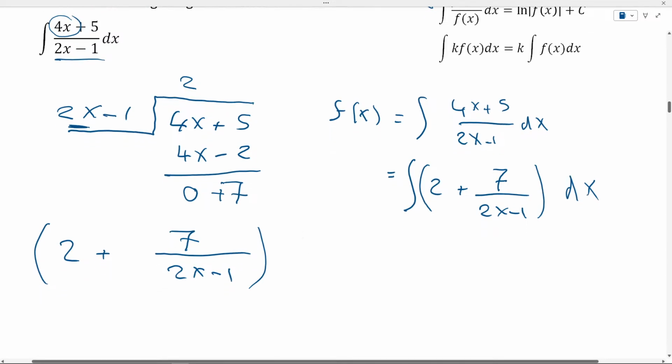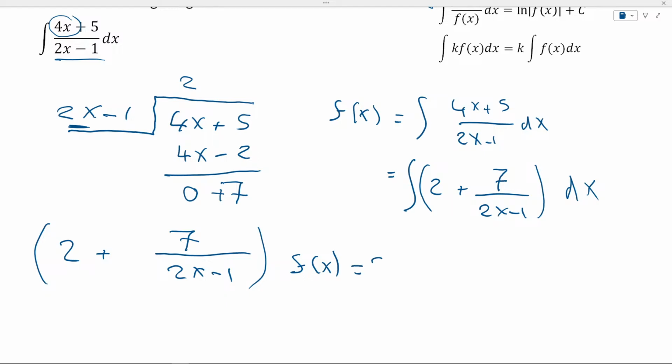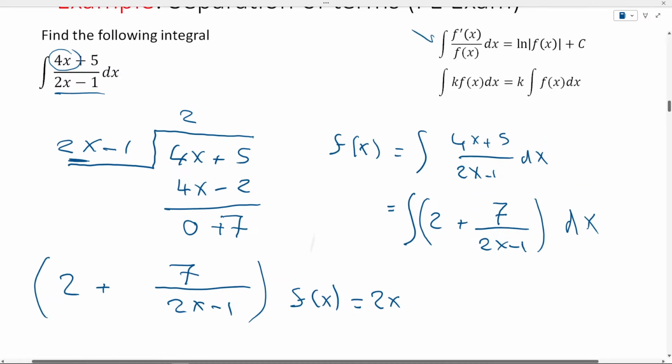And then now here I can integrate. Now I can do separation of terms, like I integrate this guy and I integrate this guy. So let's just integrate these two guys, yeah? So the integral of 2 dx, that's 2x. How about the integration of this guy? How could I integrate this guy?